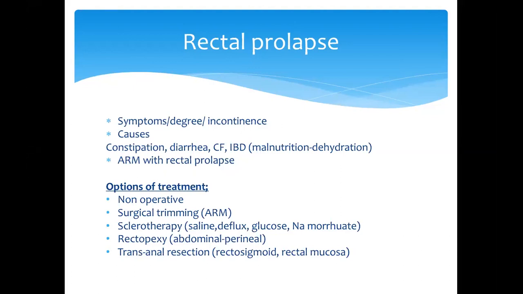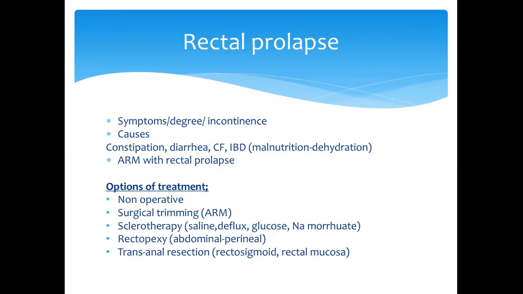In case of anorectal malformation, if the prolapse is bothering the child, causing extensive mucus discharge, bleeding and ulcerations, and it's circumferentially prolapsing and more than 1 centimeter, we can do as simple as a trimming of the mucosa and resuturing the anoplasty area. We can offer injection. For the other group of patients, we can use different sclerosant agents like saline, Deflux, glucose, sodium urate that can be helpful, whether temporary or permanent.